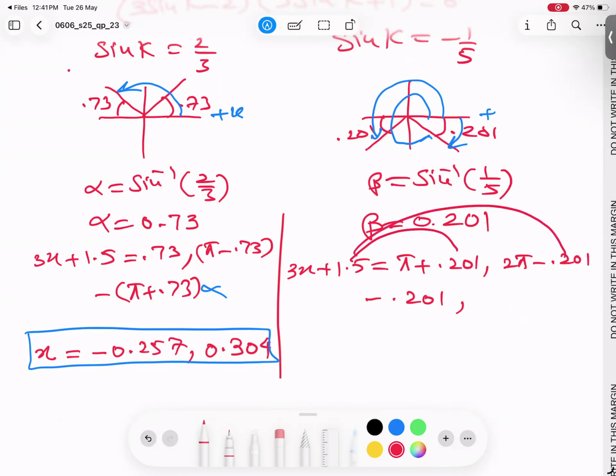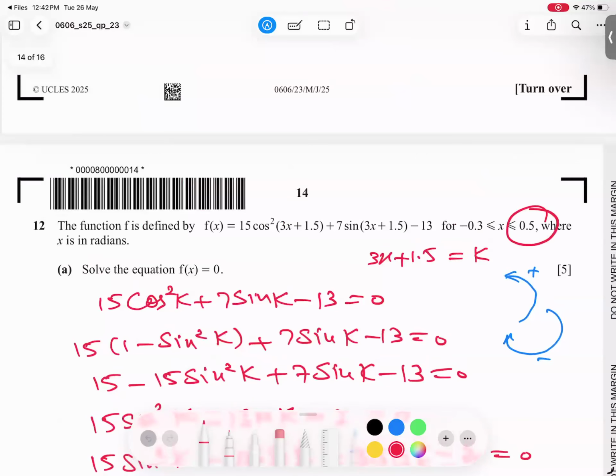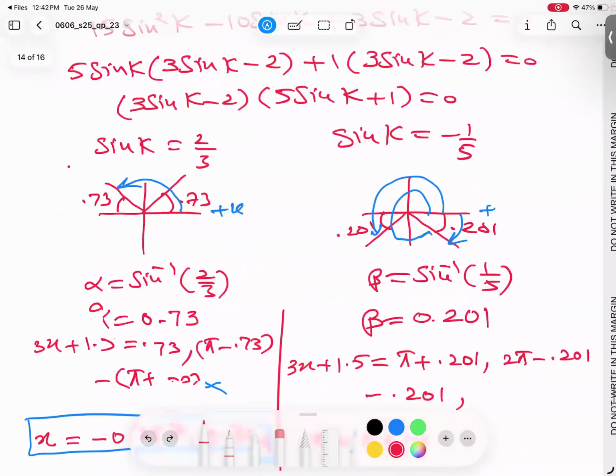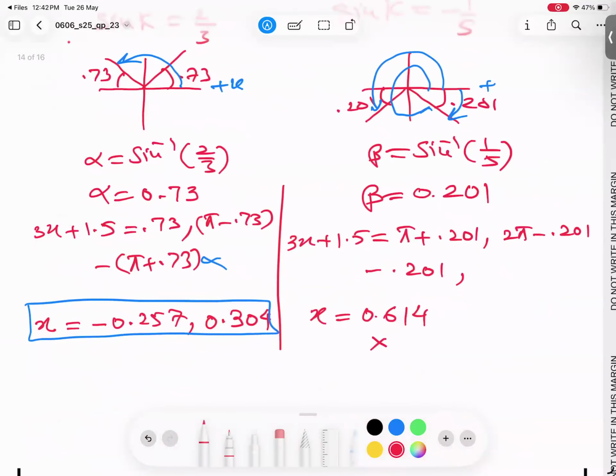So you can subtract 1.5 from every value and divide it by 3. So first pi plus 0.201 and minus 1.5 and divided by 3. My first answer is 0.614. Check it on top, but this is out of range. So this is out of range. If this is out of range, students, then naturally this will obviously be out of range. I will not go for it.